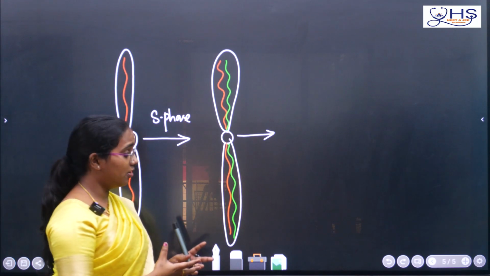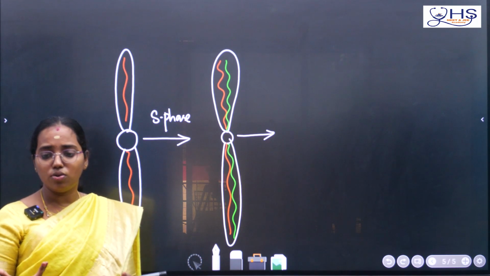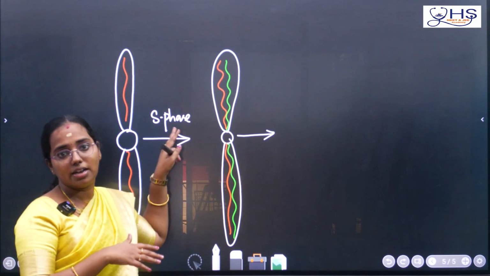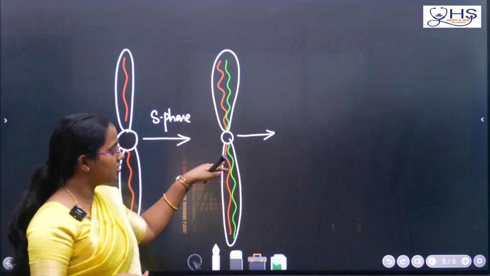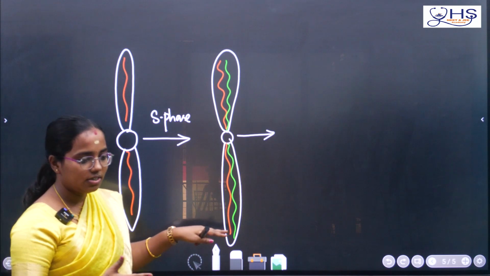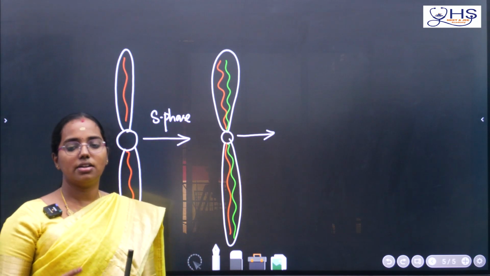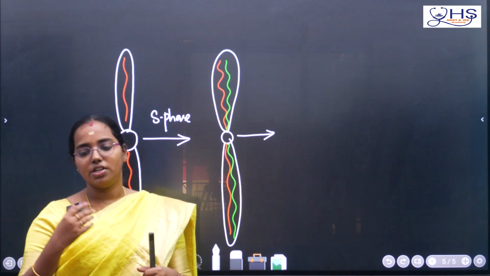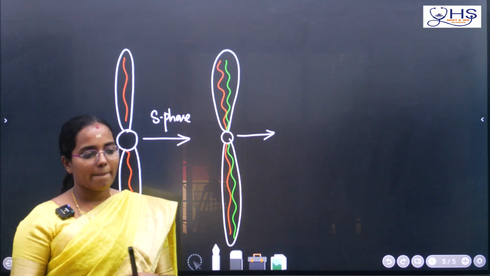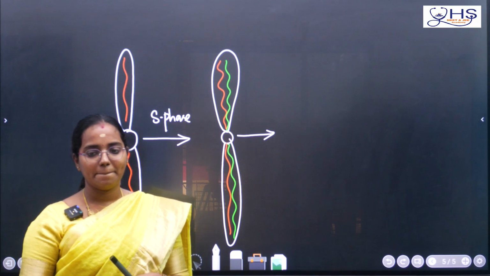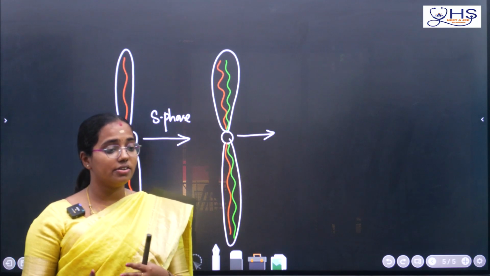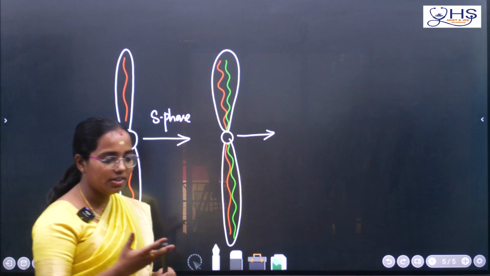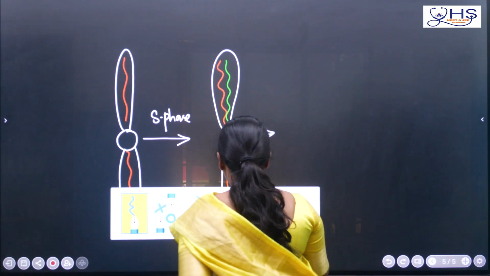Did this get produced suddenly like magic? No, all the preparation for this happened in G1 phase. Based on the preparation done in G1, the DNA gets doubled. For the DNA to double, what is needed? We need enzymes, we need nucleotides, proteins, then ATP, very good. Energy is needed to double the DNA. Okay, next what will happen?